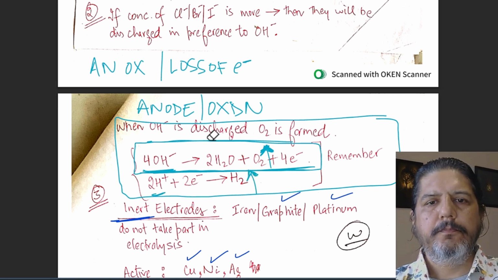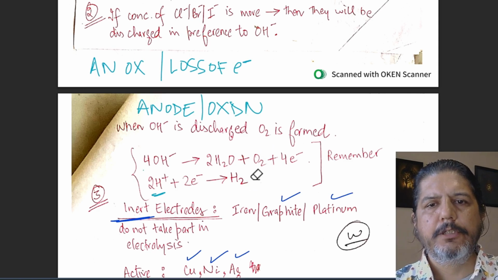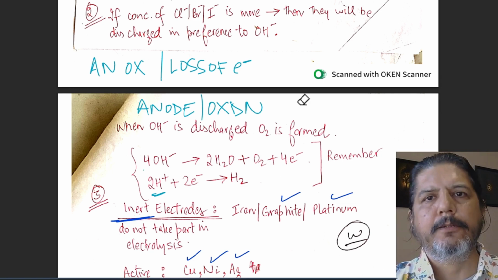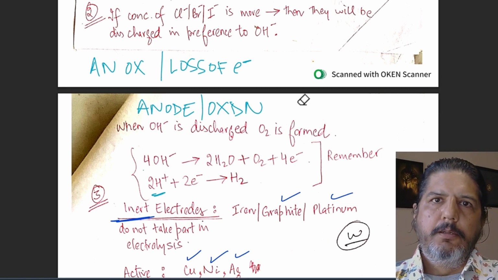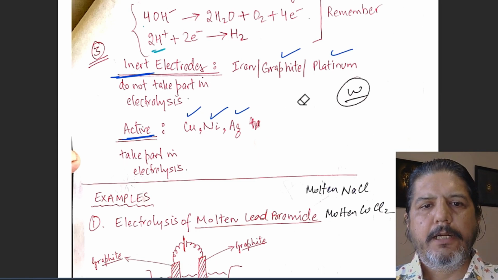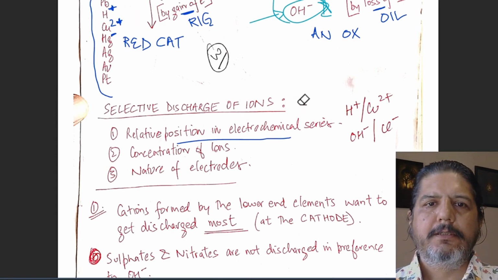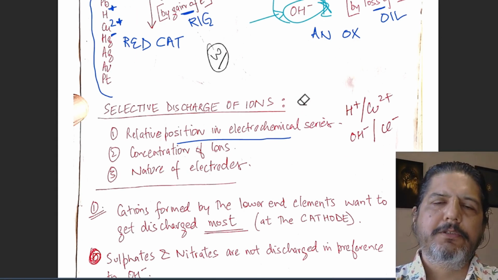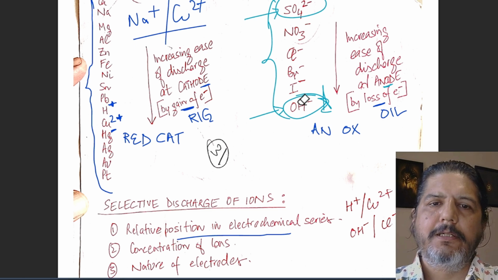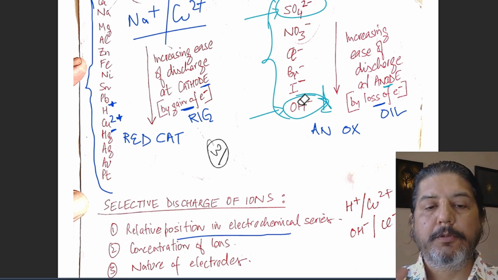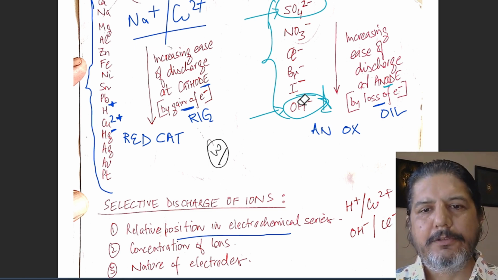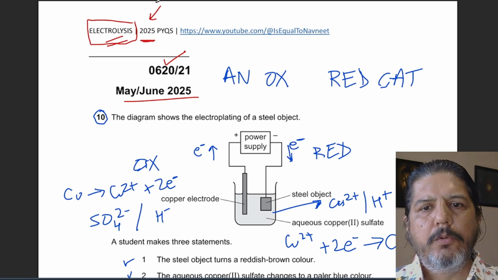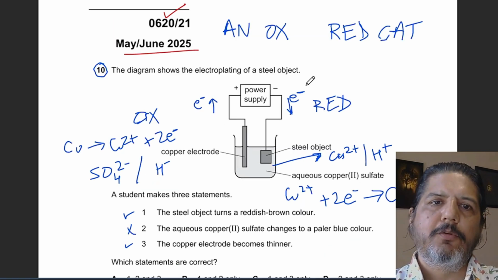So the brief is that there are a few things in electrolysis that you need to remember before you start attempting the question. When you are doing electrolysis, the principle of selective discharge of ions applies. After this brief, I'll start with the questions one by one.